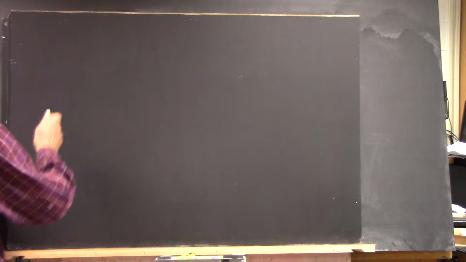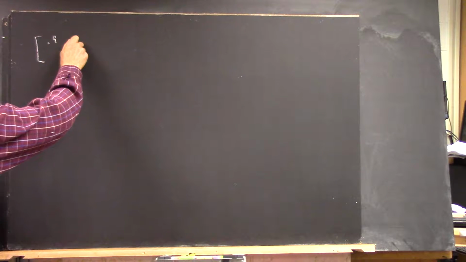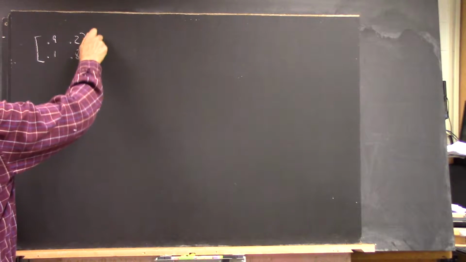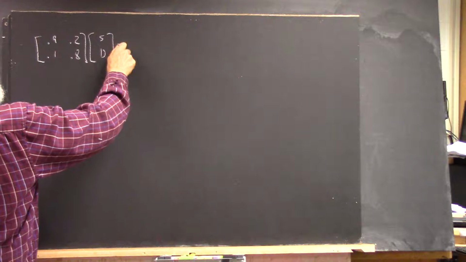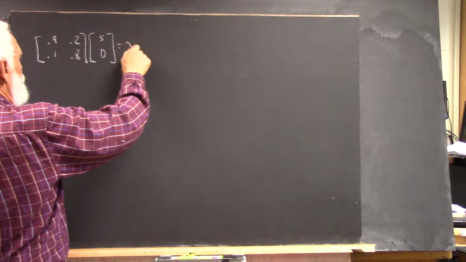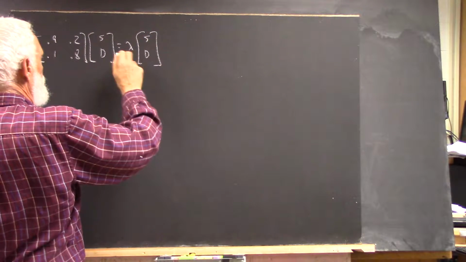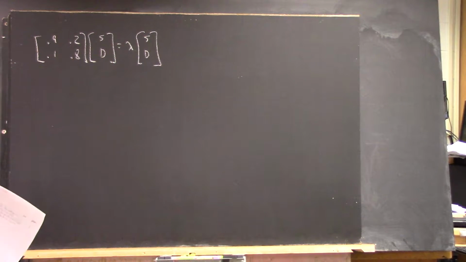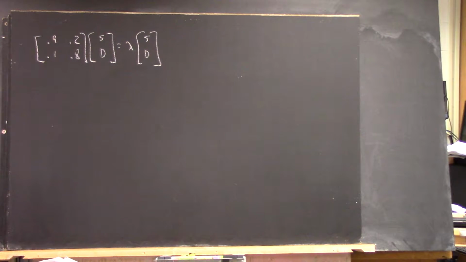Okay, we talked about this yesterday in the lab, but let's see, you've got the matrix [0.9, 0.2; 0.1, 0.8] multiplied by (S, D) equals a multiple of (S, D), and the multiplier we're going to call lambda, and that's going to be our eigenvalue, okay? Now this is what we did. I'm going to do the whole thing again briefly, okay?